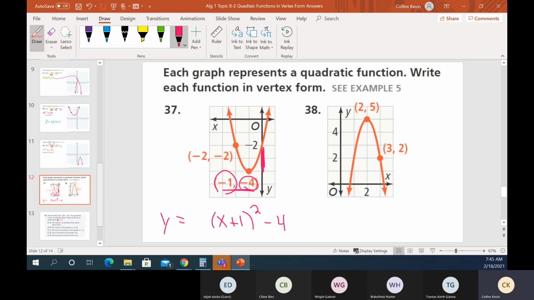So how far is it from here to here? Not 4, just 2, right? 1, 2. So what that tells us, and since it's going up, we know it's going to be positive. And if I go over 1 and up 2, that means the number out front here is 2. And that's your answer. Okay?